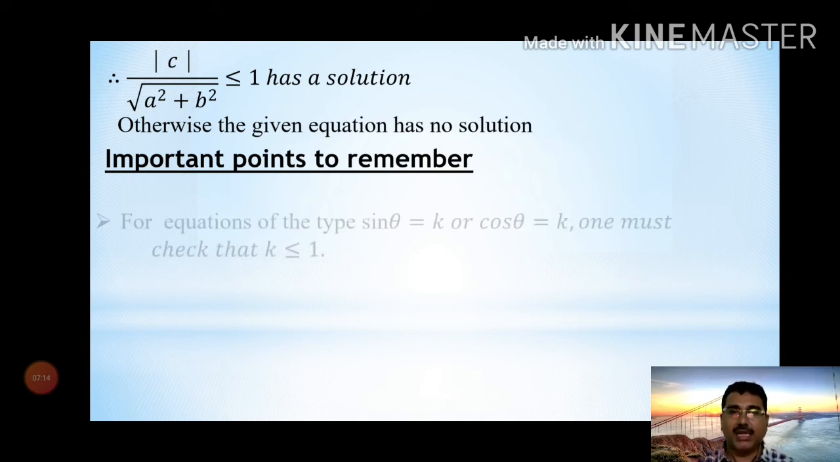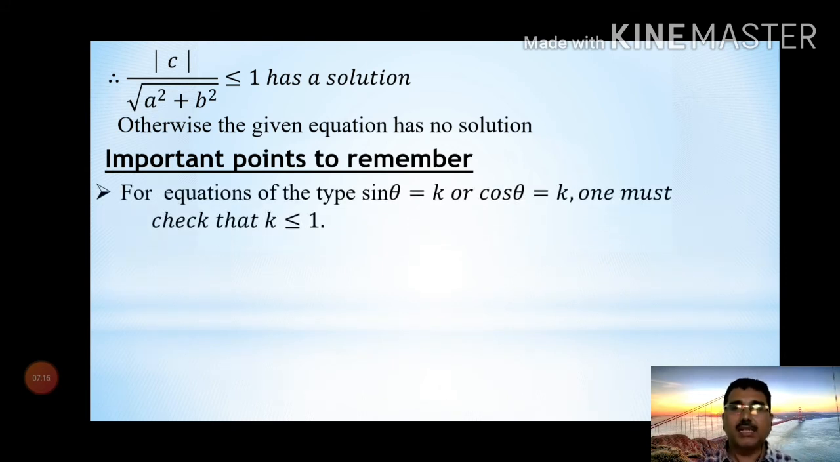Now, some important points to remember for solving any type of equations. First, since the range of sine theta and cos theta is the closed interval minus 1 comma 1, keep this in mind for solving any trigonometric equation involving sine theta and cos theta.